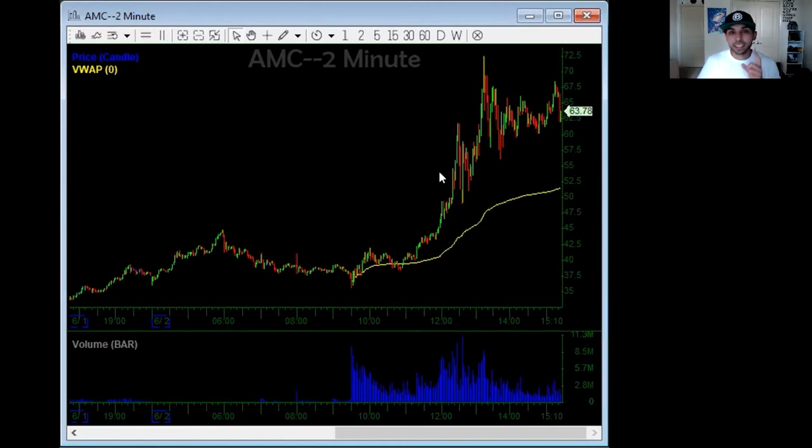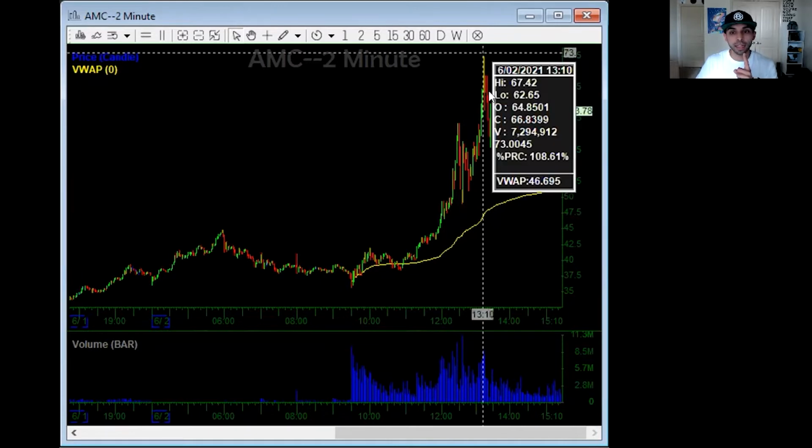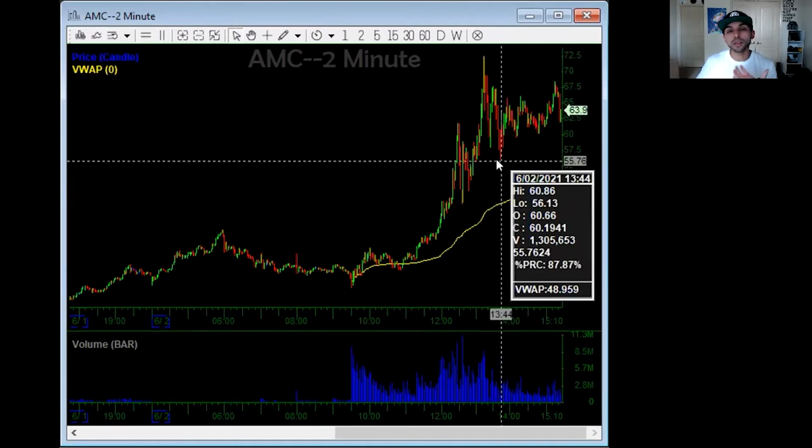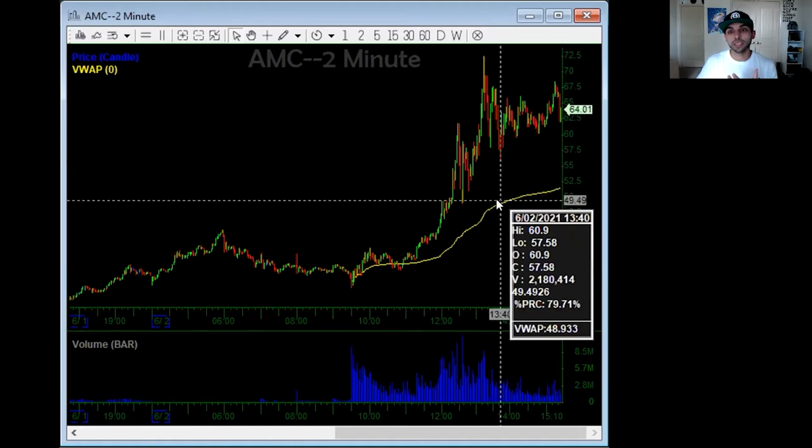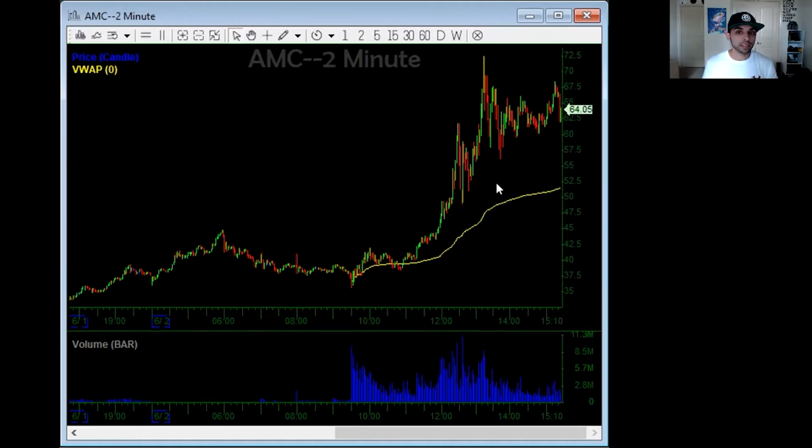So you can see it doesn't work perfectly. You can see when it spiked to 73, it came back down towards VWAP, but only to 55. And at the time, it was at 50. So if you were to hold this with that idea and just thought VWAP is going to be the way I'm going to be successful, you will have a headache. So understand they're just guides.